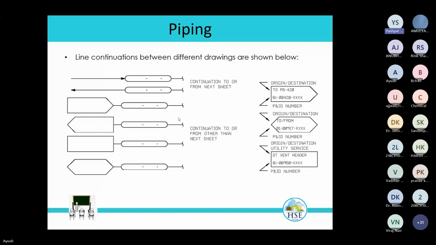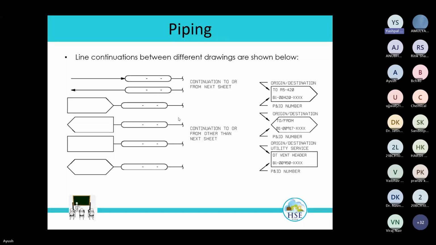Piping line continuations between different drawings are shown as below, with continuation to or from the next sheet. We have limitations on sheets: we can use A4, A3, A2, any size. But in a petrochemical process, which is very big, you will be surprised to know that refineries normally have 1500 to 2000 P&IDs, of maximum A0 size. So when we have to connect one P&ID with another, we represent it with continuation to or from the next sheet.